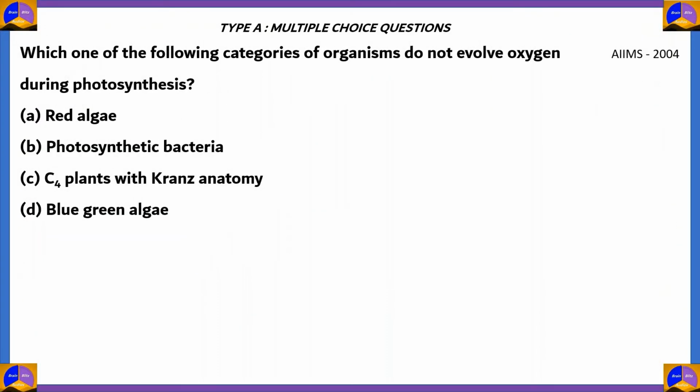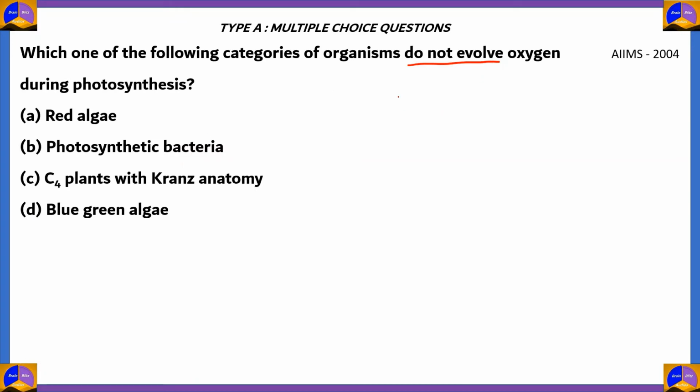Let's look at this question. Which one of the following categories of organisms do not evolve oxygen during photosynthesis? So we've always heard of plants evolving oxygen during photosynthesis, but there are some species, some organisms, which do not evolve oxygen. We need to find out which one.